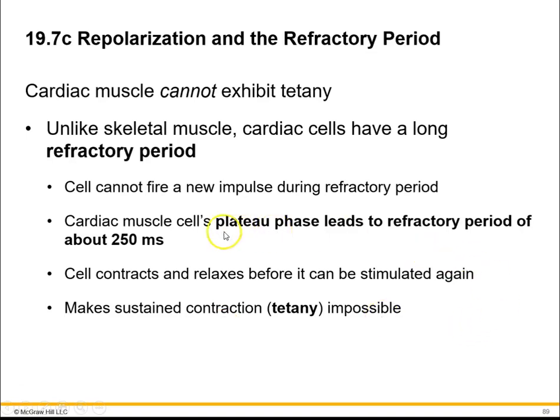Okay, one of the things that plateau phase does is it makes it impossible to excite that cardiac muscle cell during that plateau phase. And this gives the cell time to contract and then to relax. So unlike skeletal muscle, cardiac cells are going to have a long refractory period. The cell contracts and relaxes before it can be stimulated again, and so it makes sustained contraction impossible. So the heart cannot go into tetany.